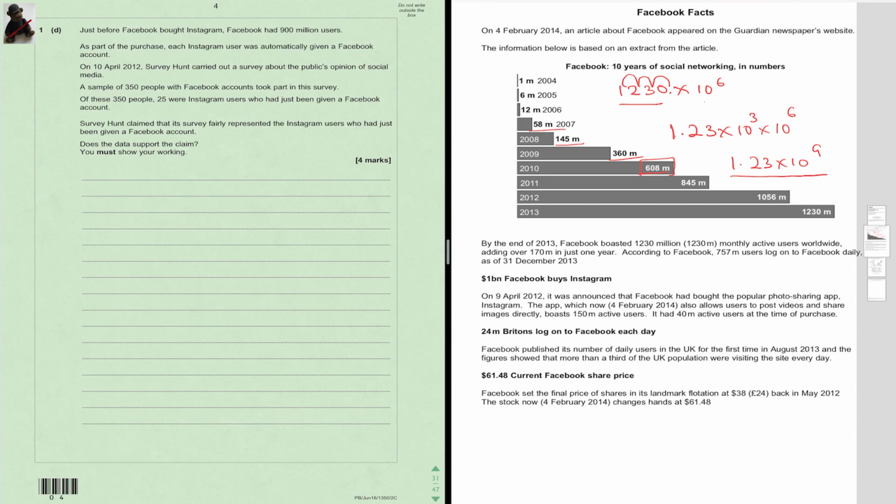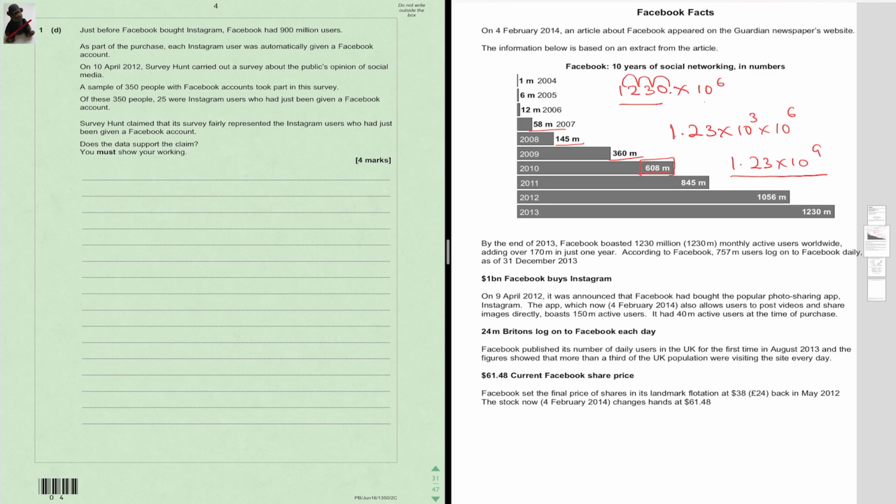Question 1D. Just before Facebook bought Instagram, Facebook had 900 million users. As part of the purchase, each Instagram user was automatically given a Facebook account. On 10 April 2012, Survey Hunt carried out a survey about the public's opinion of social media. A sample of 350 people with Facebook accounts took part in the survey. Of these 350 people, 25 were Instagram users who had just been given a Facebook account.